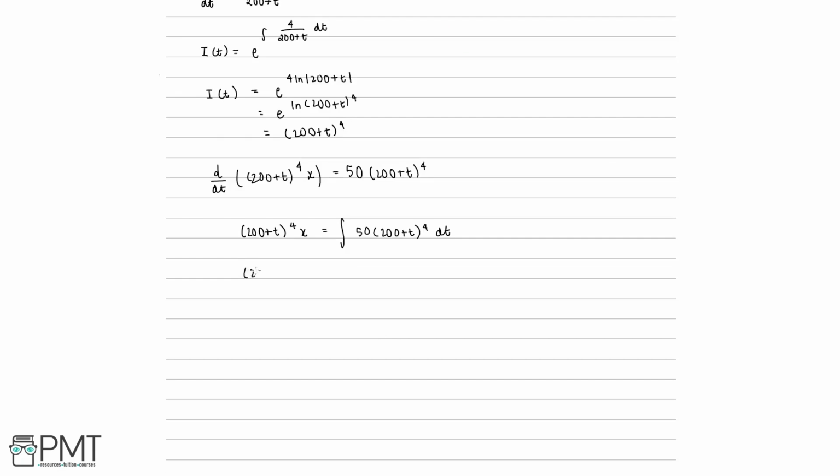This will give you (200 plus t) to the power 4 multiplied by x is equal to, well, if you integrate the expression inside the integral, you will obtain 10 multiplied by (200 plus t) to the power 5 plus c, which is the constant because we don't have limits on this integral. Now we can divide both sides by (200 plus t) to the power of 4 because 200 plus t can never be 0, as t has to be a positive number. So we have x is equal to 10 times (200 plus t) plus c all over (200 plus t) to the power 4.